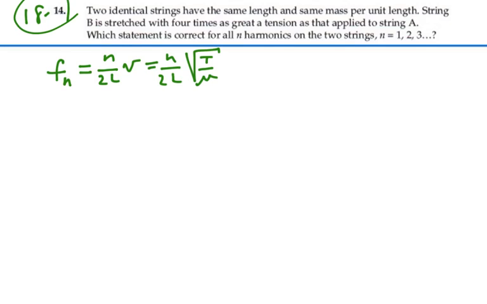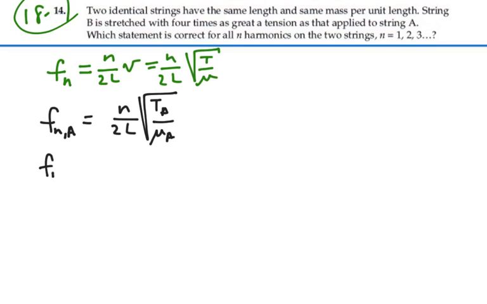So in this case, the frequency of the nth harmonic for string A is going to be equal to n over 2L times the square root of the tension in string A over the mass per length of string A. And the frequency of the nth harmonic for string B is going to equal n over 2L times the square root of the tension in string B over the mass per length of string B.